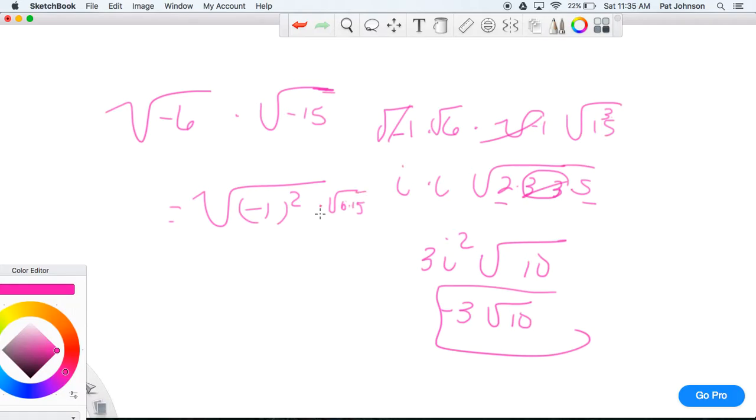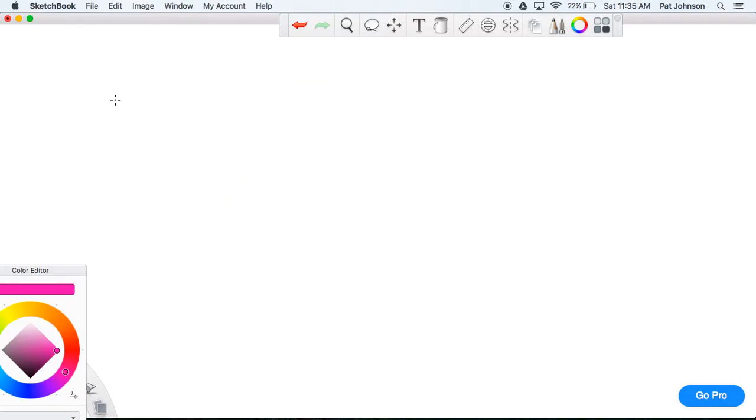All right? So what is the square root property? Let's look at what the square root property says.